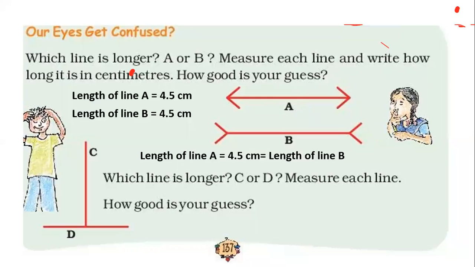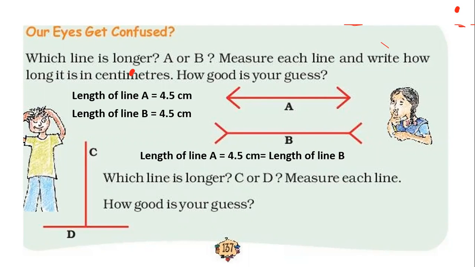Length means up to this only. Both are the same. If you consider this also, it looks more. But line segment means only the ends. These extra decorations I am not considering. We are not supposed to consider them. So we have to take only up to this. If that is the case, both are the same.